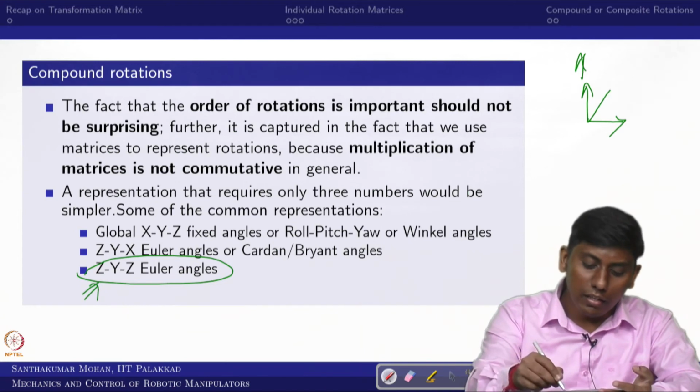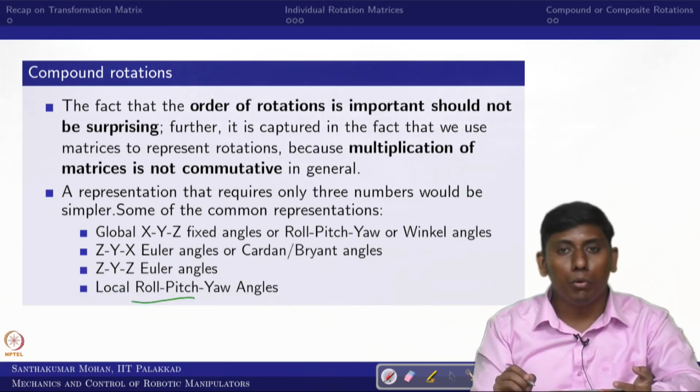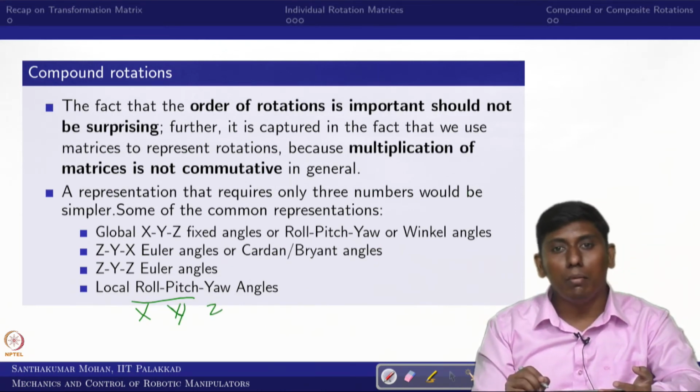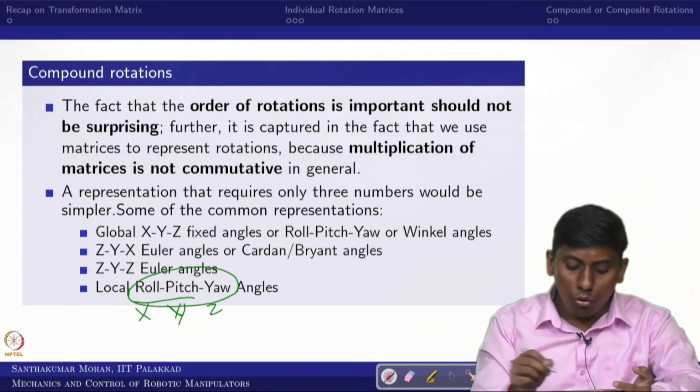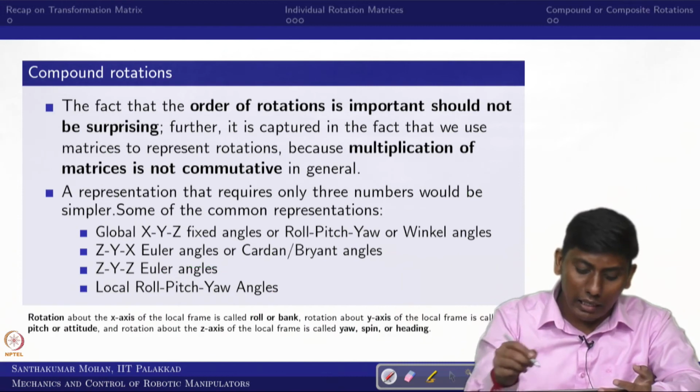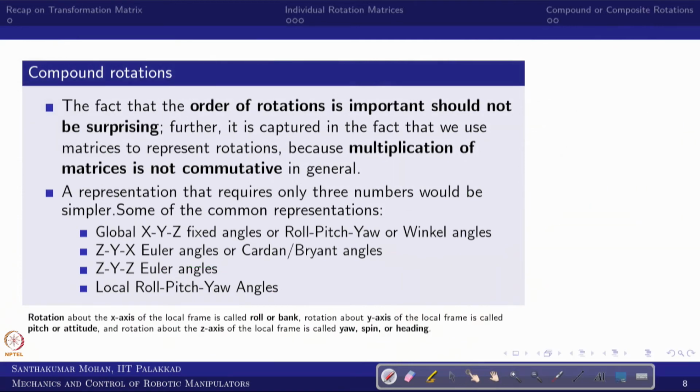Then there is another representation, which I called local RPY, where it is XYZ, but on the mobile frame. That is why it is called roll pitch yaw, but it is local. This local RPY angle is slightly different. The rotation about the local frame's x axis we call roll or bank. Rotation about the local y axis we call pitch or attitude. Some people call it attitude control; attitude control means nothing but pitch control. Okay, so please be clear.